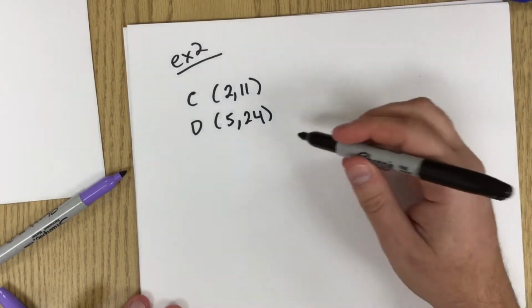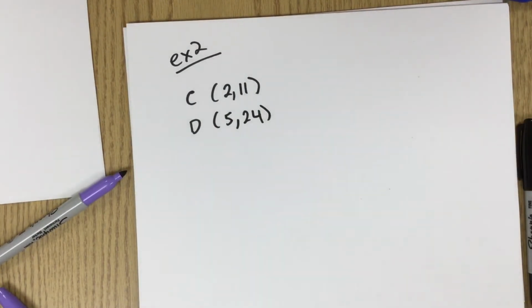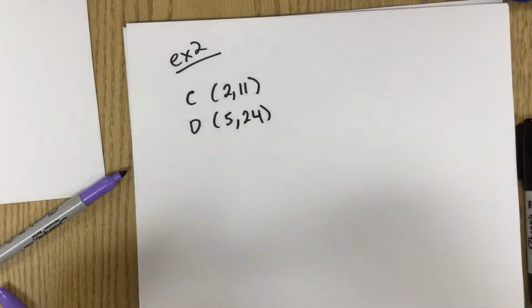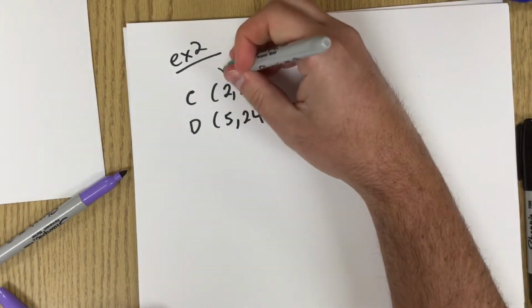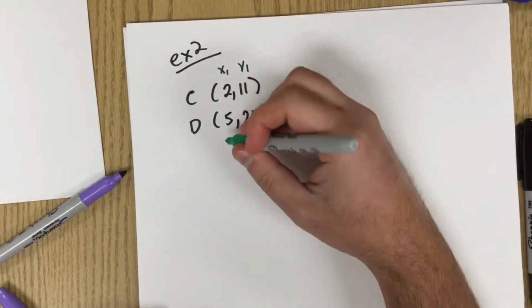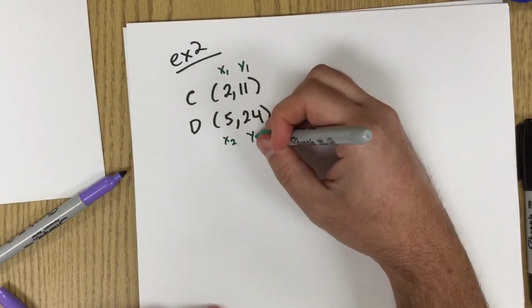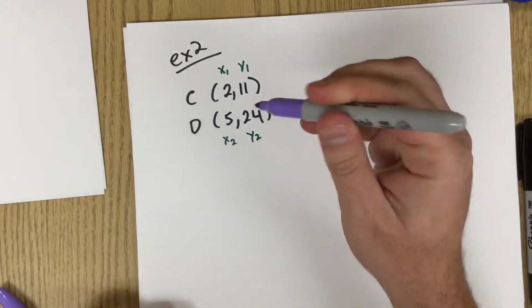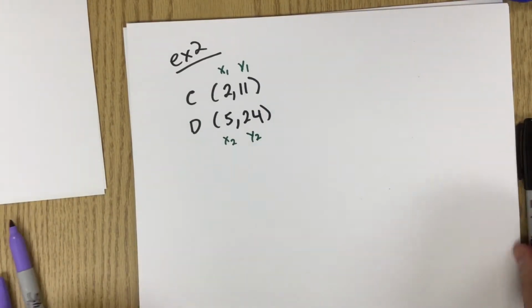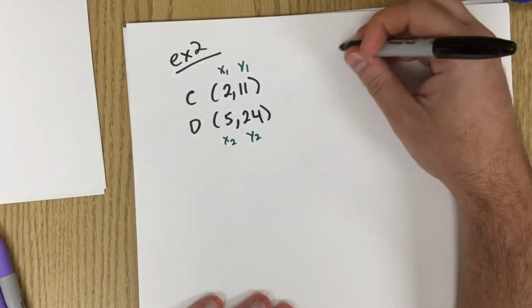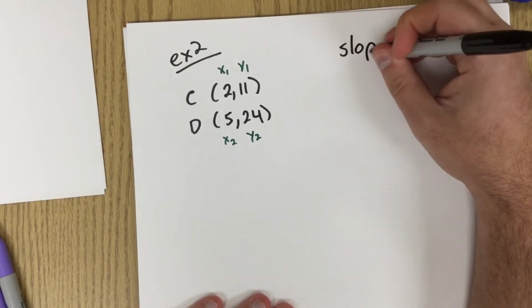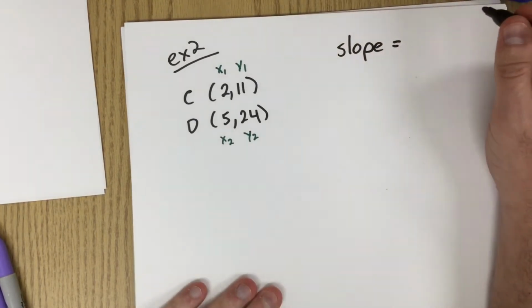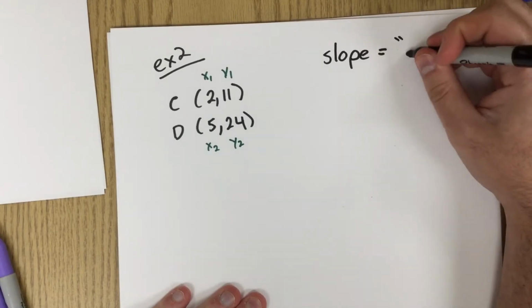Example 2. So what we have is, again, we're going to label our points: x1, y1, x2, y2. And then we know slope. Now sometimes for slope, there's a letter we often use, for no good reason. The letter we use often for slope is M.